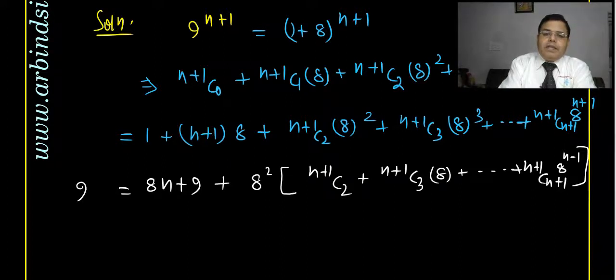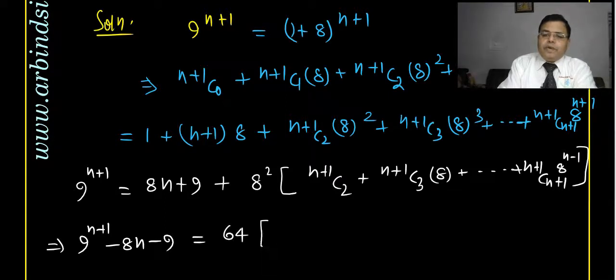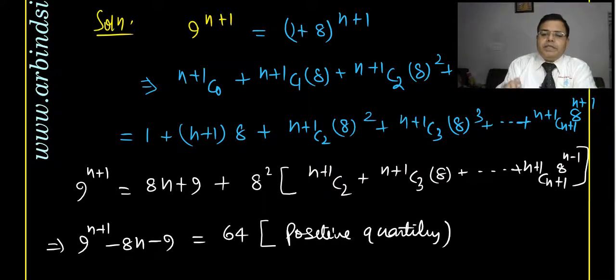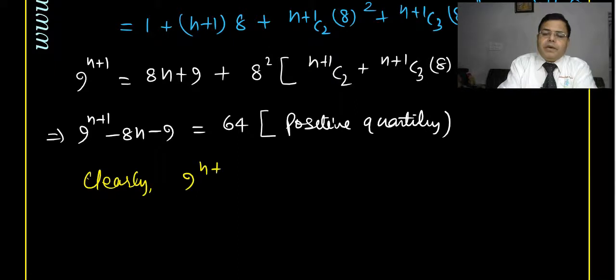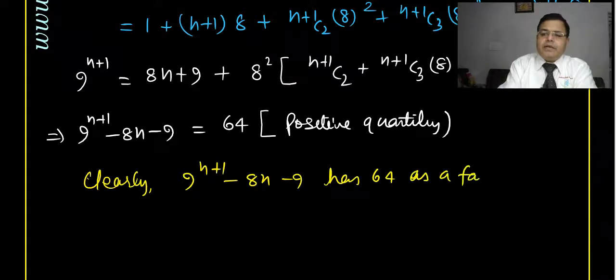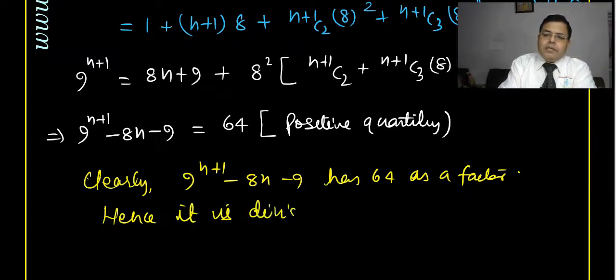Now at this side there was 9 to the power n plus 1. So this implies 9 to the power n plus 1 minus 8n minus 9 is equal to 64 into some positive quantity. So 64 is a factor, and therefore clearly 9 to the power n plus 1 minus 8n minus 9 has 64 as a factor, and hence it is divisible by 64.